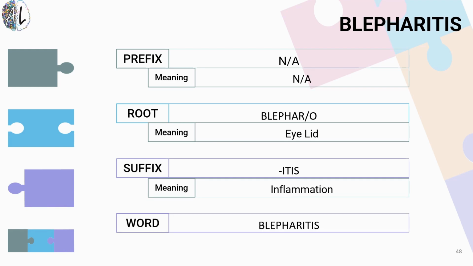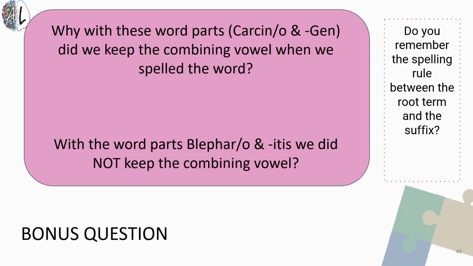So let's take a look at the definition. So again, remember that we start all of our meanings and our official definitions with the meaning of the suffix. So we're going to start our definition with the term inflammation. So in this case, it's just inflammation of the eyelid. Again, you can add filler words to make it make more sense in the English language. Blepharitis.